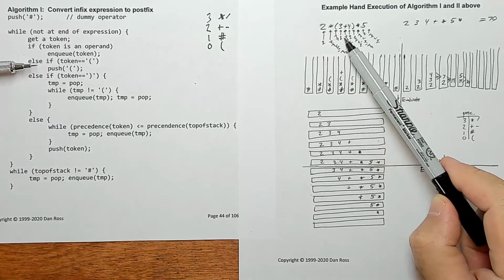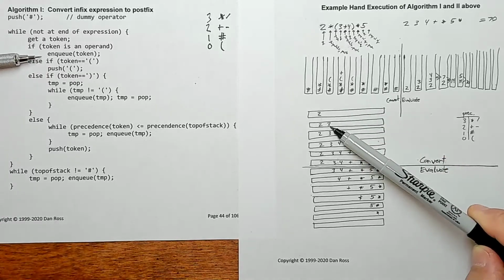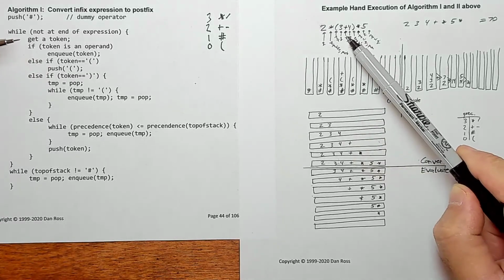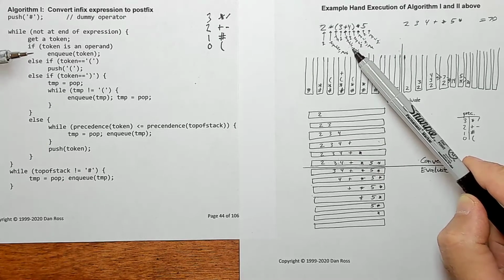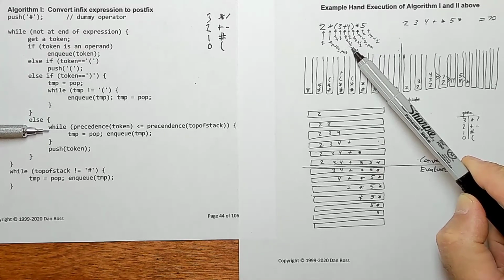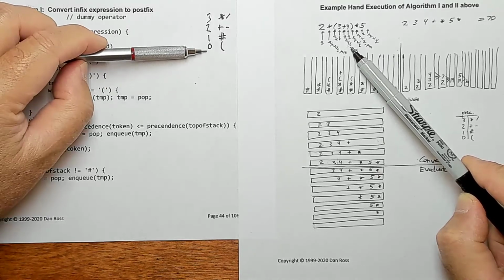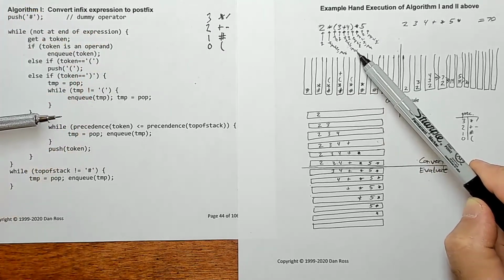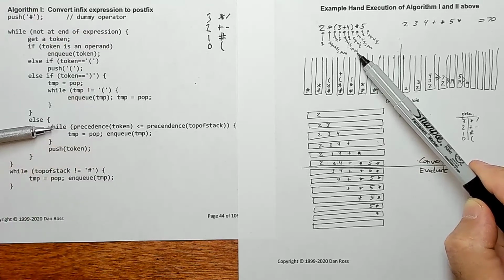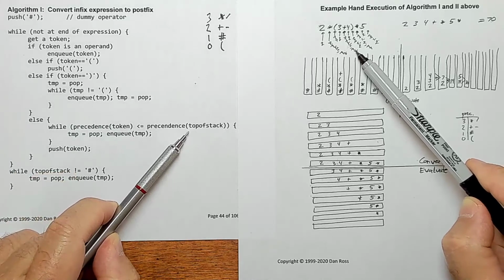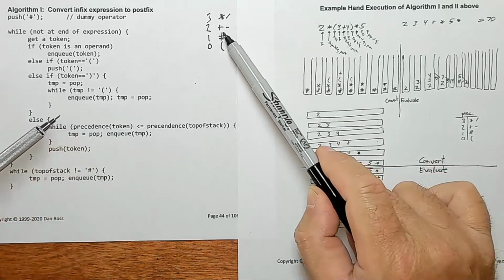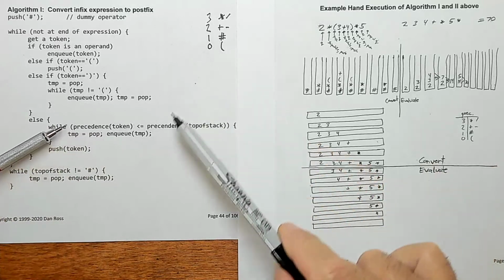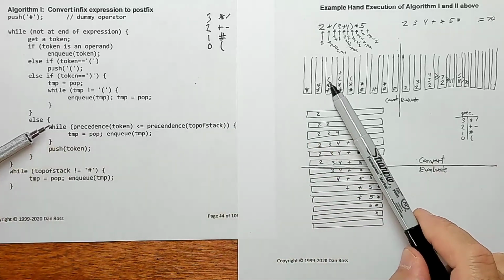Okay, then you get a 3, which you just enqueue. Then you get a plus sign. So you're going to come down in here. The precedence at the top of the stack is 0 because it's got a left paren on it, and that's less. No, the precedence of this operator, plus, is 2, and that's not less than the precedence of the top of the stack, which is 0.